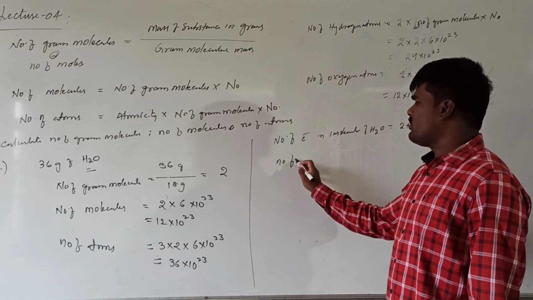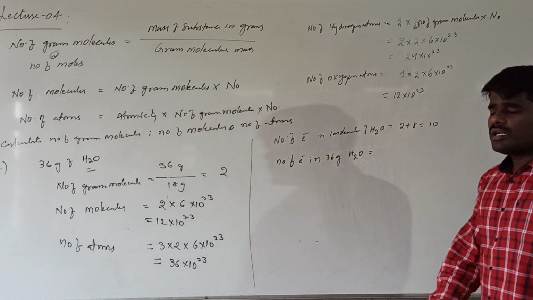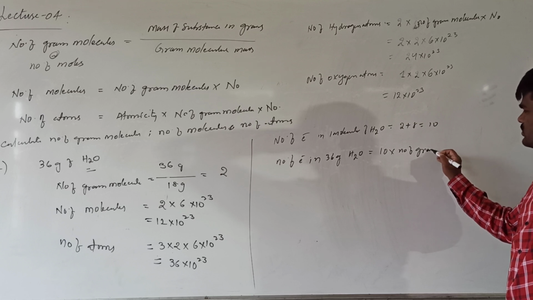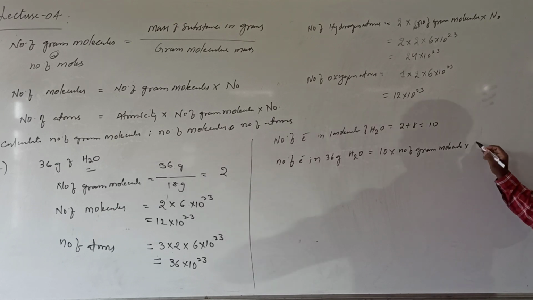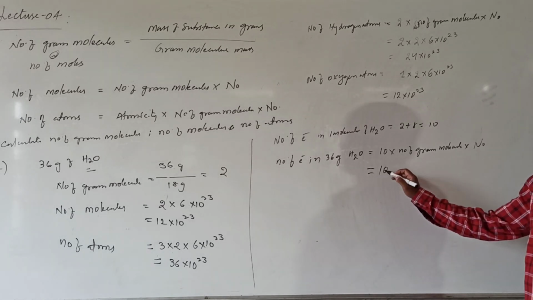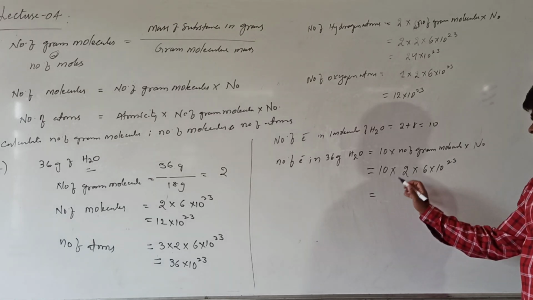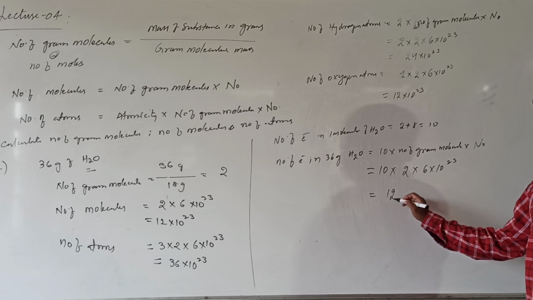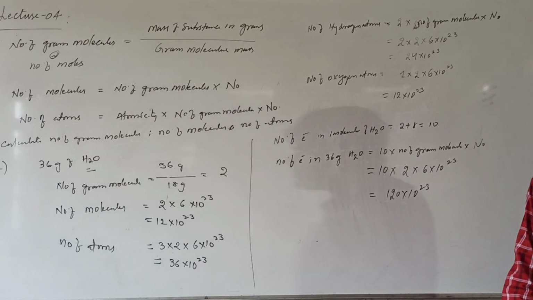So the number of electrons in 36 grams of water will be equal to 10 into number of gram molecules into Avogadro number. We have already calculated the number of gram molecules. It is 2. And what is Avogadro number? So how much does it come to? It comes to 120 into 10 power 23. This many electrons are present.